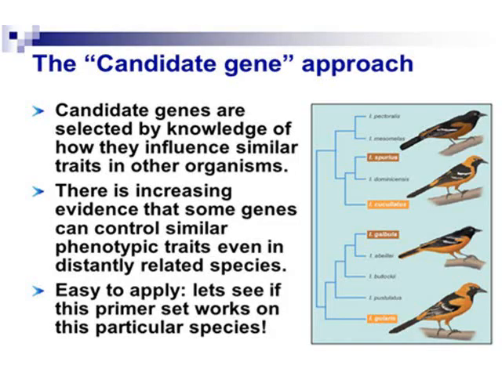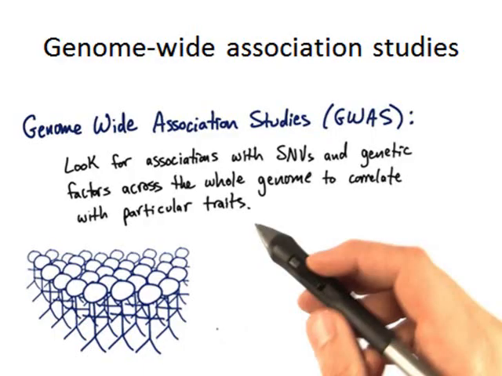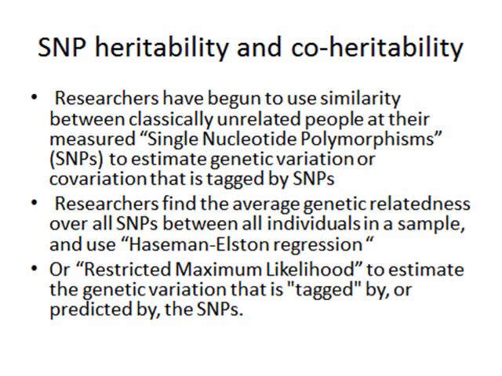The candidate genes approach: candidate genes are selected by knowledge of how they influence similar traits in other organisms. There is increasing evidence that some genes can control similar phenotype traits even in distantly related species. Genome-wide association study. Genome-wide association study (GWAS) looks for association between SNVs and genetic factors across the whole genome to correlate with particular traits. SNP heritability and co-heritability.